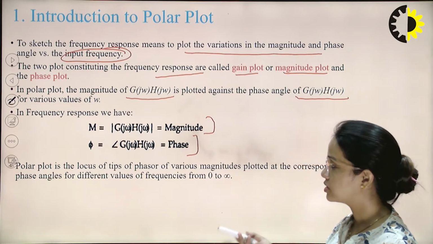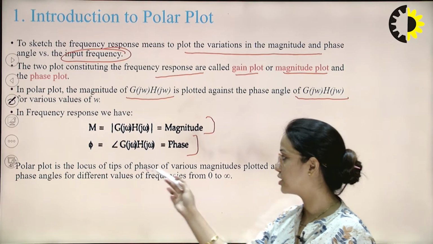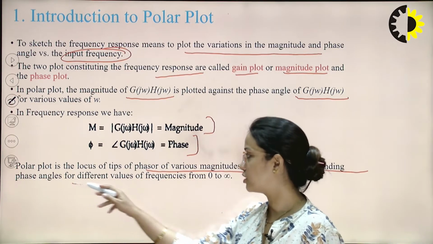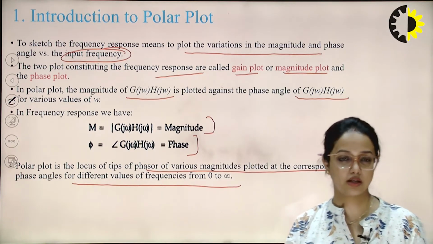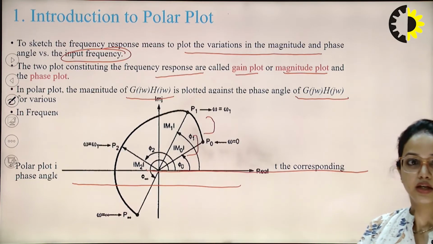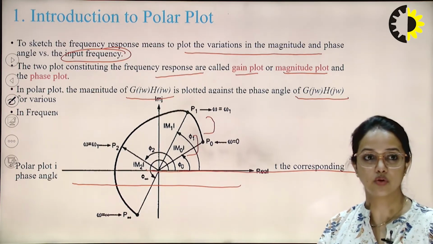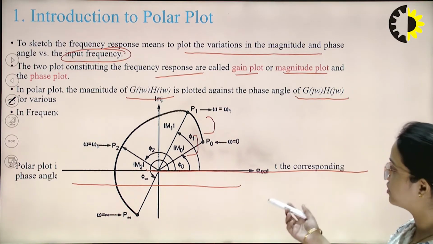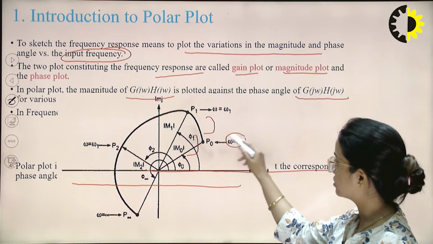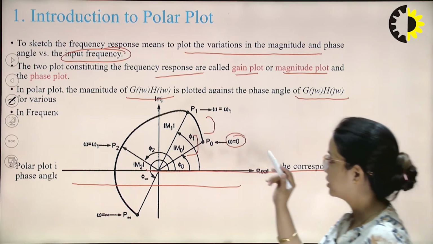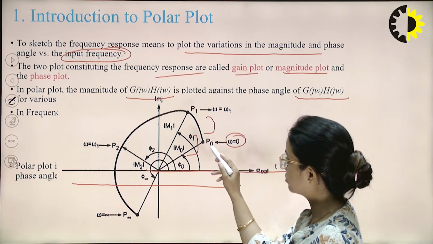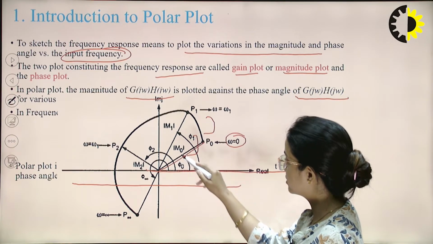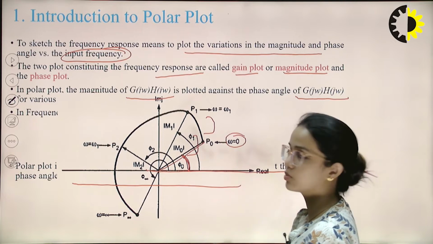The polar plot is the locus of tips of the phasors of various magnitudes plotted at the corresponding phase angles for different values of the frequency from 0 to infinity. We will be studying more on the polar plot. Let's say these are the different values. At omega equals 0, the magnitude is this and the phase angle is this much, so we have located this point.